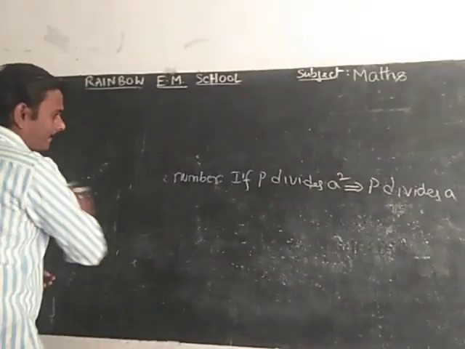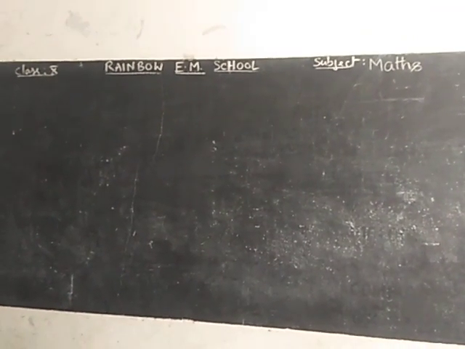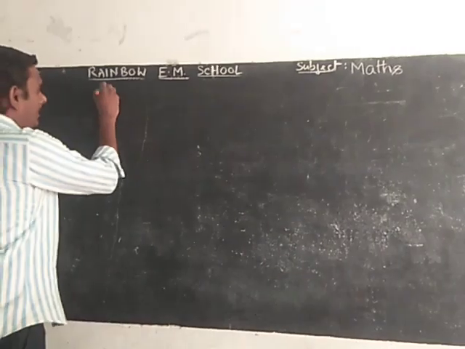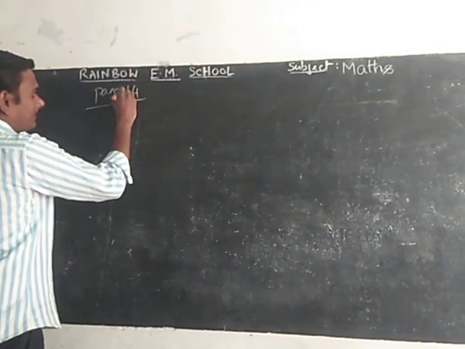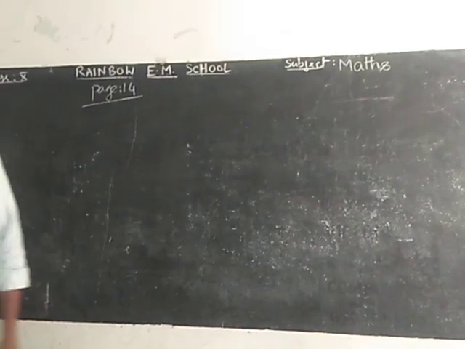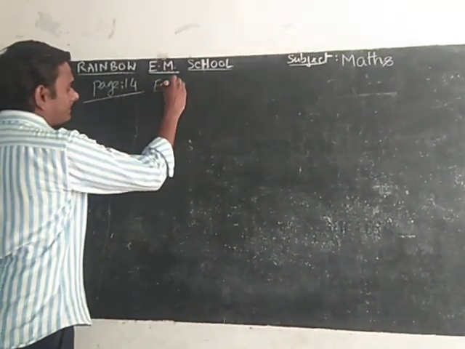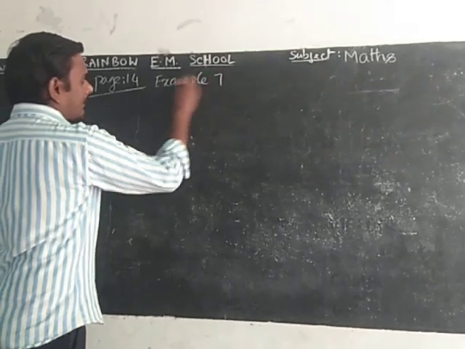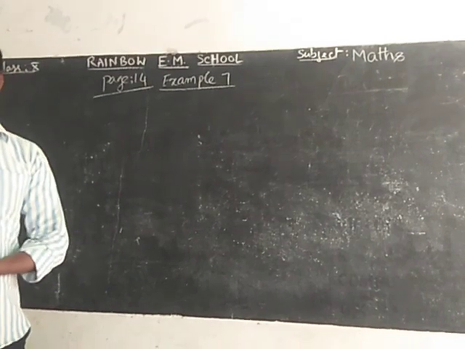First question is done. Page number 14, example 7 we will discuss. These model sums will be repeated in the exercise also.